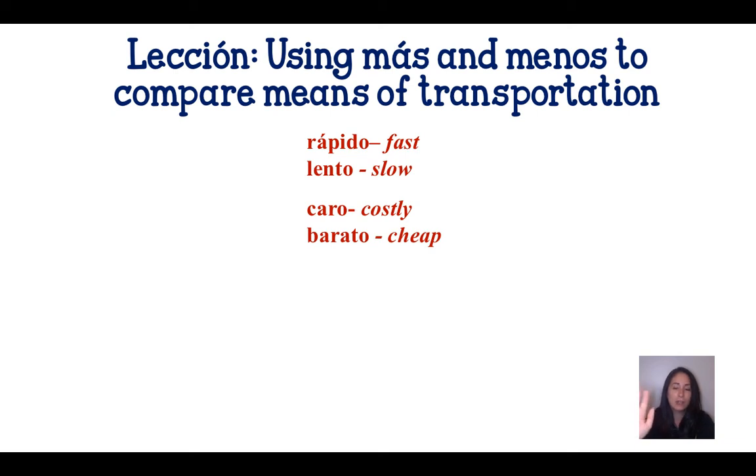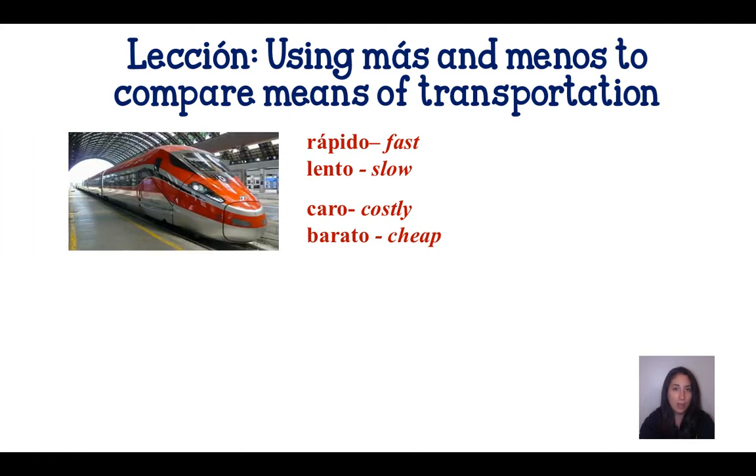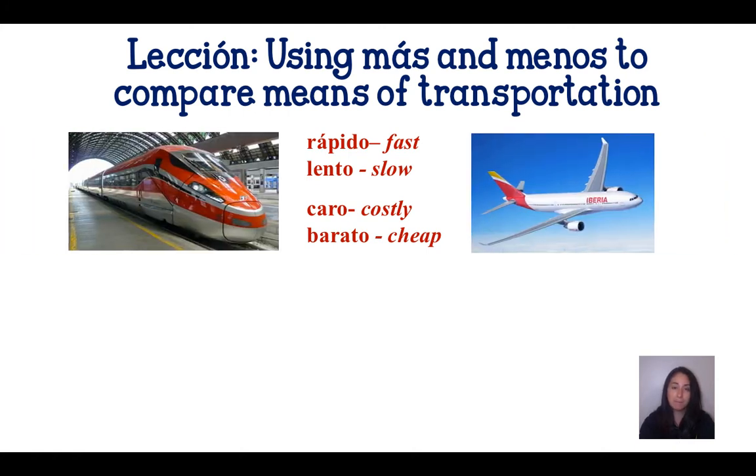All right, so let's take a look at a couple of examples just to kind of clear this up. In this example, we're going to compare and contrast the speed and the cost of a trip that we take by train versus a trip that we take by plane. So in the first example, let's talk about the speed. Obviously a plane is faster. If you need to get somewhere, you're going to get there much faster by plane.